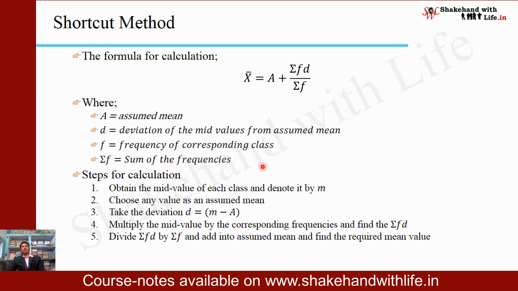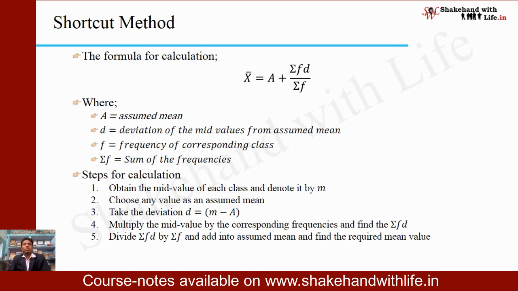Now the steps for calculation are: first you need to obtain the mid value of each class and denote it by m. Then choose any value as an assumed mean in the mid values. Then take the deviation, which is d is equal to m minus a, of each mid value from the assumed mean. Then multiply the deviation by the corresponding frequencies and find the sigma fd. Then divide sigma fd by sigma f and add it to the assumed mean and find the required mean value.